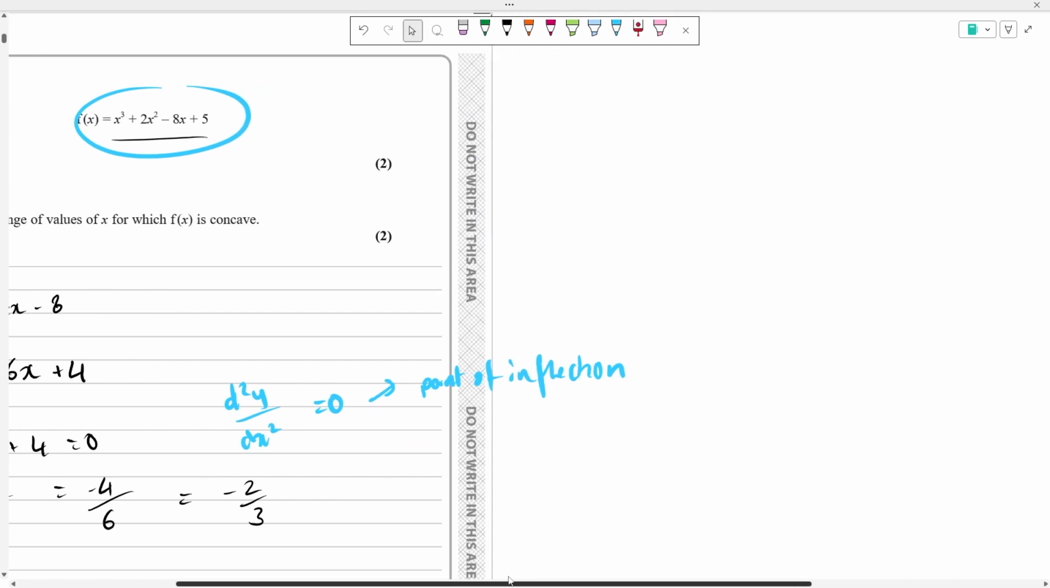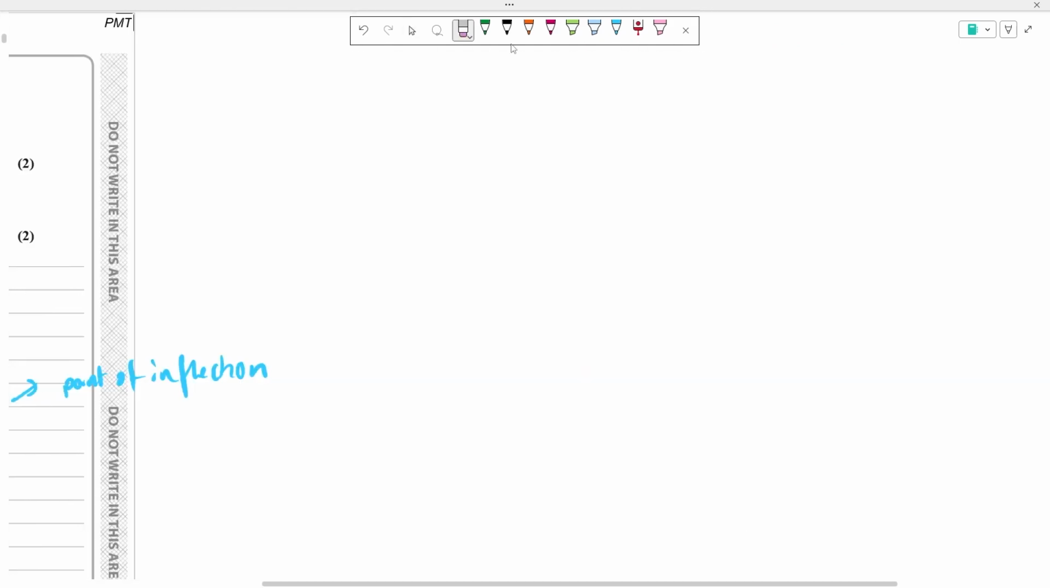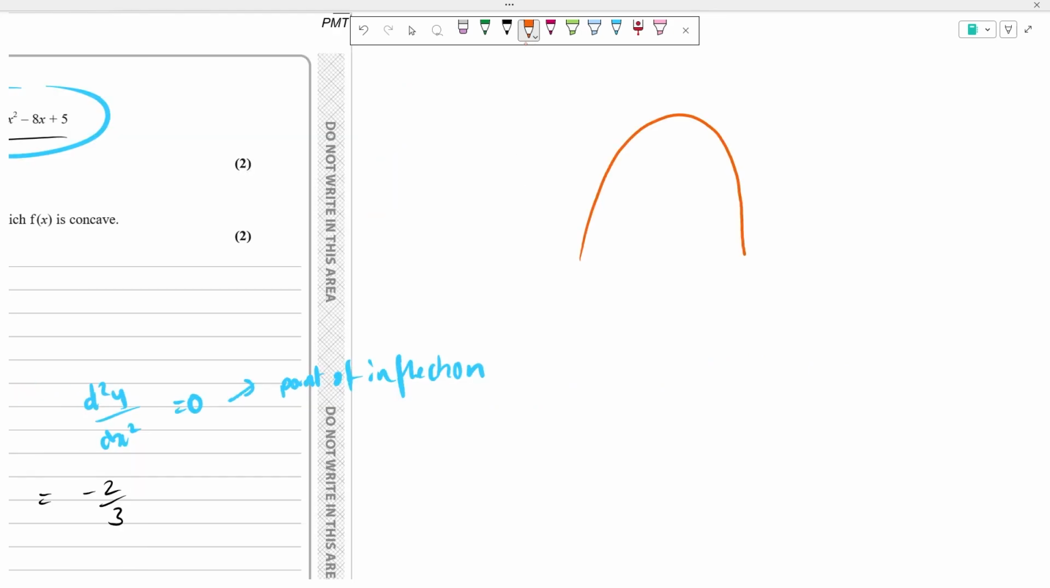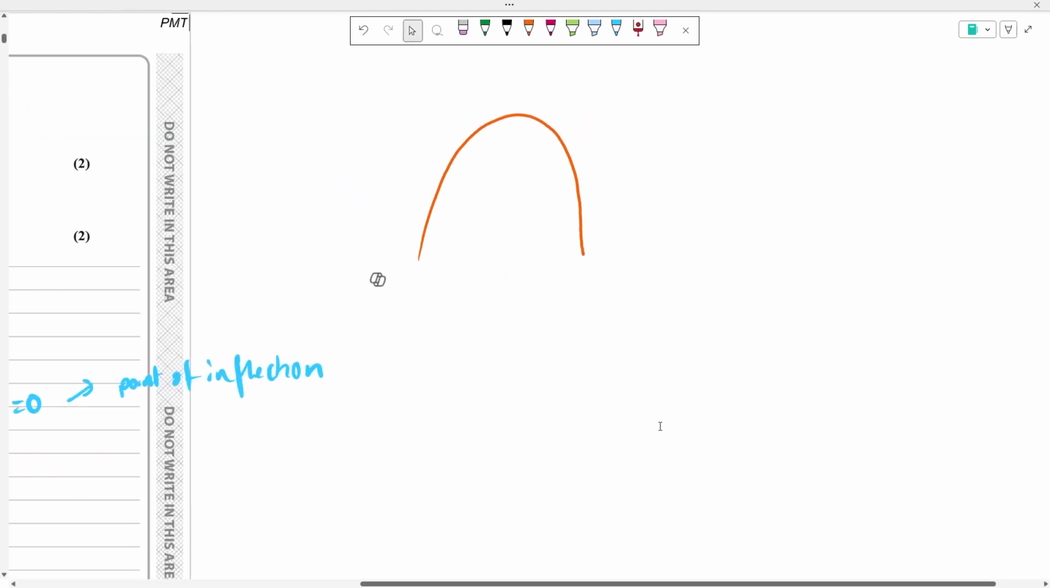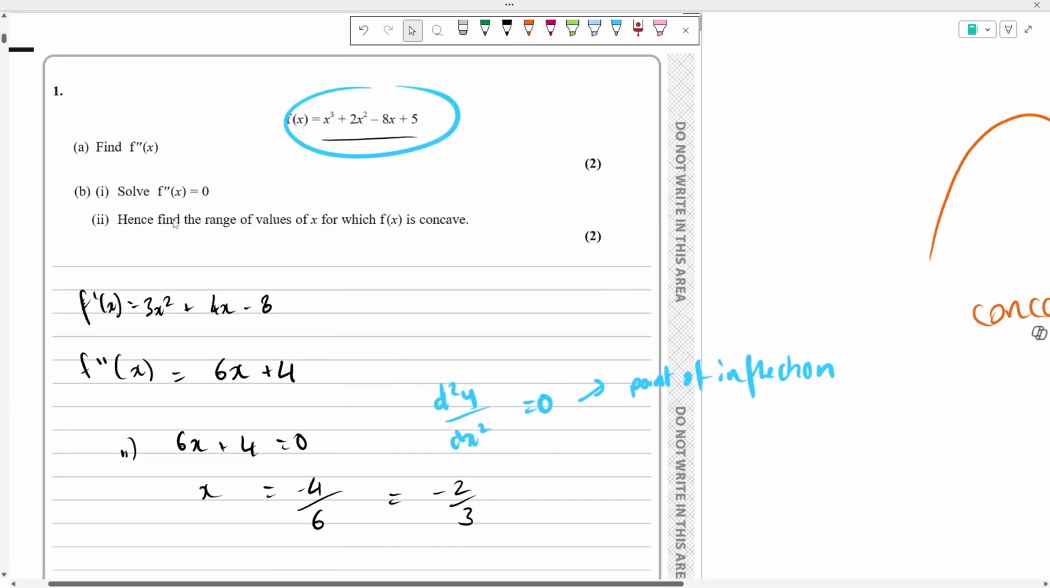Now we need to determine what is our range of values of x which is concave. This is how I remember this: concave essentially looks like a cave, okay, and then convex would just be the opposite. Sorry for the glitching, I don't know why it's doing that. So this is going to be a convex shape of a graph, and this is going to be a concave shape of a graph.